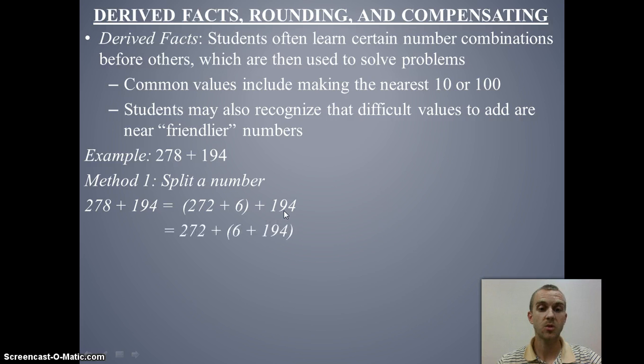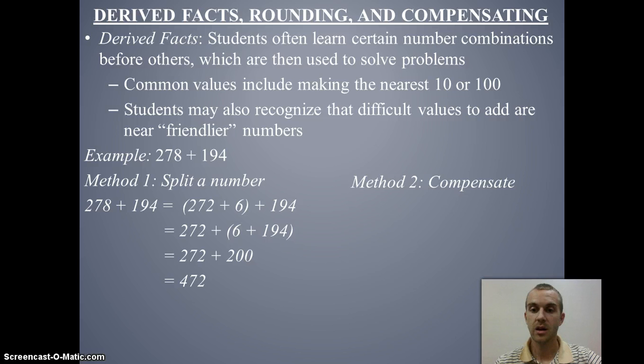So then this problem would become 272 plus 6 plus 194. Using my associative property, I can group the 6 and the 194. So then 272 plus 200 is 472. So by splitting into friendlier numbers and then using the associative property, I'm able to solve this problem much more efficiently. Now I could also compensate.